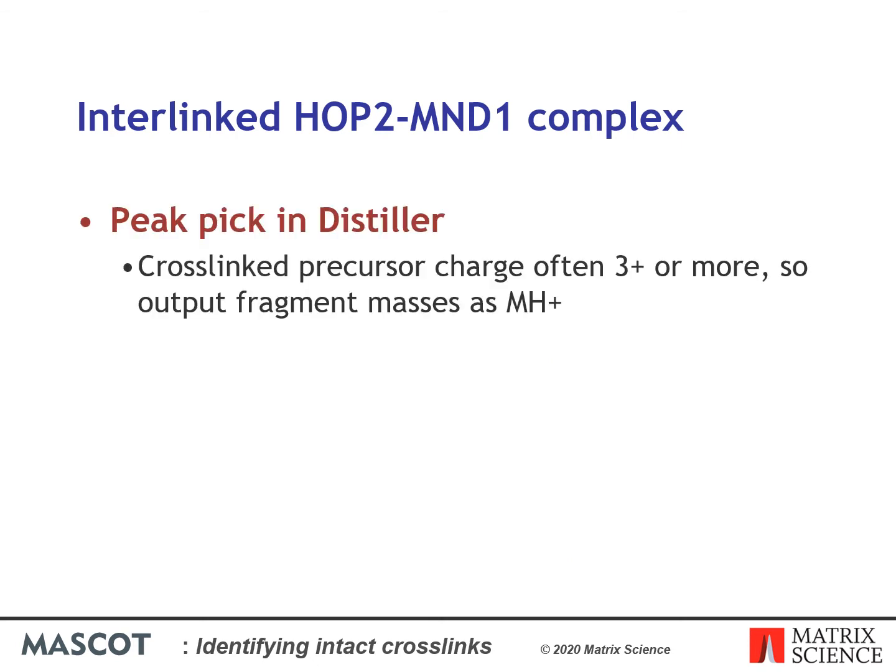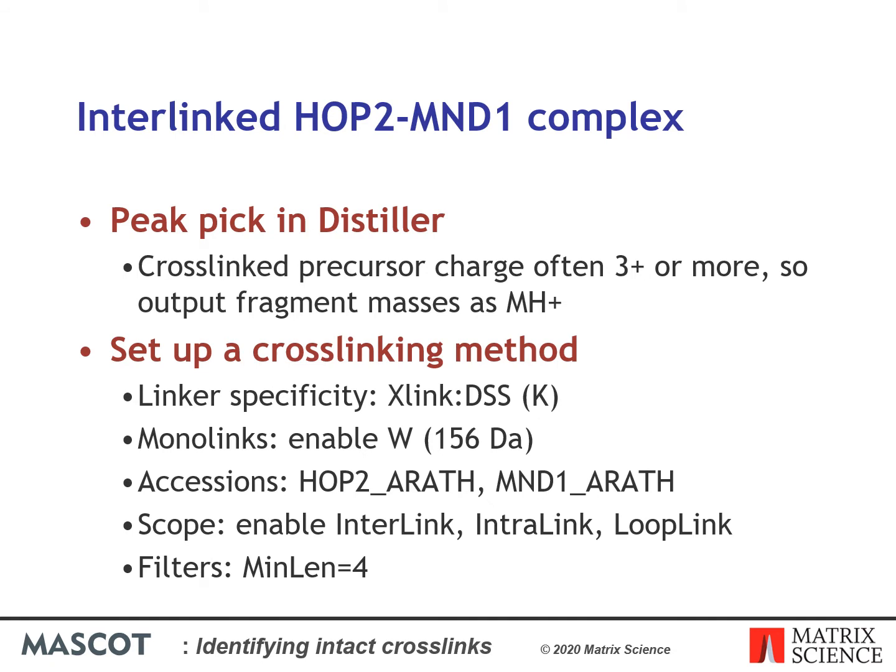The raw data was peak picked and processed in Mascot Distiller. Cross-linked precursors often have a charge of 3+ or more, which means the product ions could also be highly charged. It's best to decharge the fragments by choosing to output fragment masses as MH+.